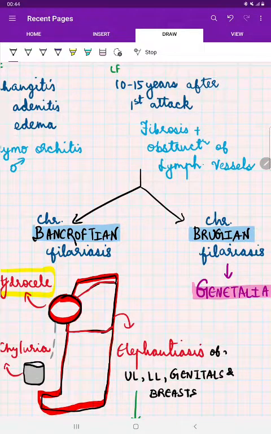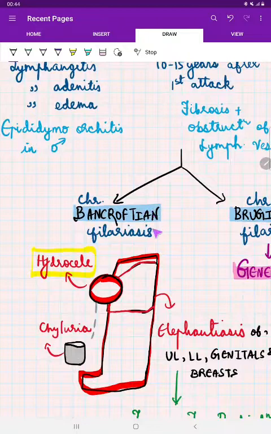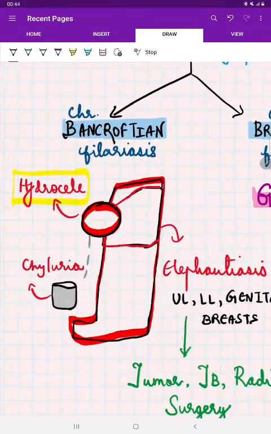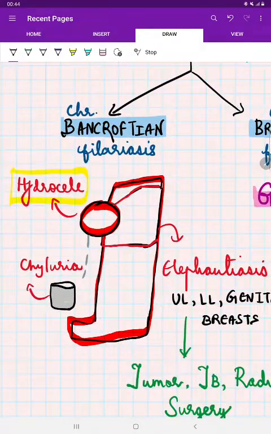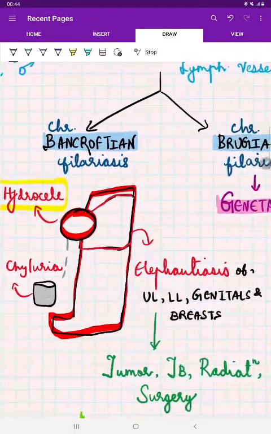If it is chronic, which has very specific manifestations, no? In chronic Bancroftian filariasis and chronic Brugian filariasis. In chronic Bancroftian filariasis, what happens? There is a lymphangitis, there is a lymphadenitis, and because of that there is a fibrosis which is happening in the vessels and the glands, resulting in hydrocele, chyluria, and elephantiasis.